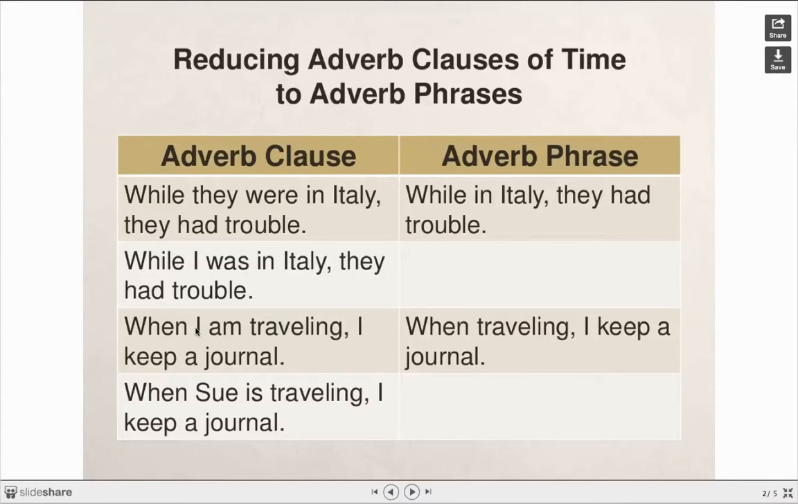But here's another sentence where I can do it, where I've got I in the subordinate clause and I in the main clause, and I've got a verb to be. So the subjects are the same. I have the verb to be. I can take out the subject and the verb to be. And then, when traveling, I keep a journal. However, here again, if the subjects are different, I cannot do it.